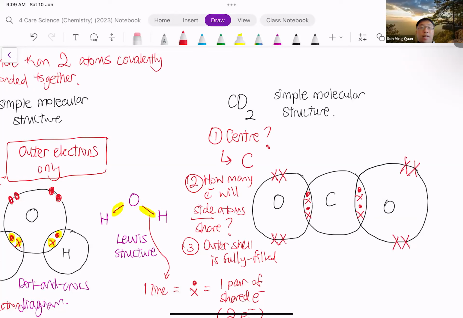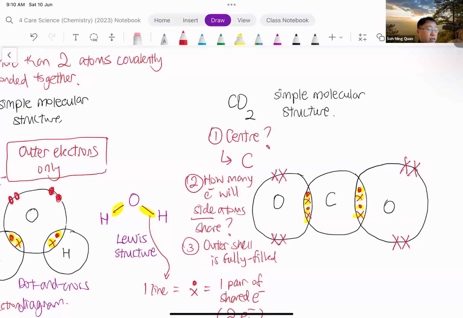Okay, now I'm not done. You need to ensure that you read the question. Does the question want me to show outer electrons only? If the question wants outer electrons only, this is already the correct answer, because I know that the outer electron shell of oxygen has 8 electrons. Similarly, the outer electron shell of carbon also has 8 electrons, because 1, 2, 3, 4, 5, 6, 7, 8. Remember, the shared electrons are the common property of the two atoms. So carbon already has 8 electrons in the outer shell. So if I was asked for outer electrons only, this is correct already.